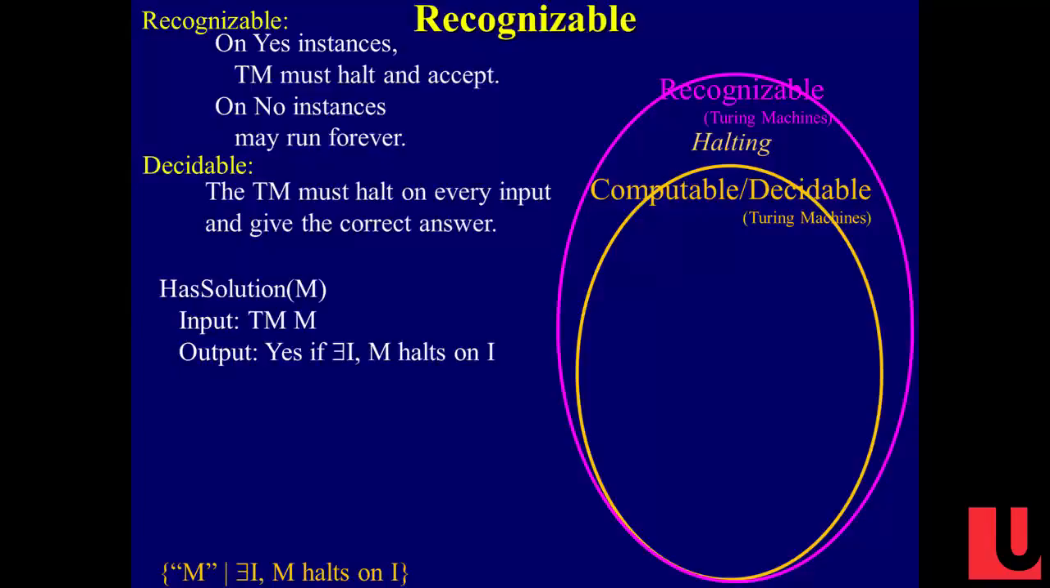So run all the inputs for one time step. If nothing halts, then go to two time steps. But if you run all the inputs for one time step, there are an infinite number of them. You'll never get to the second time step.